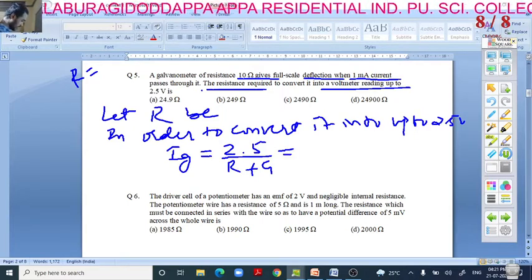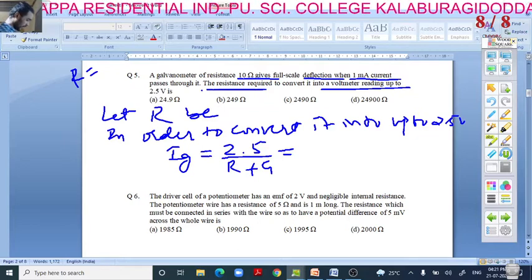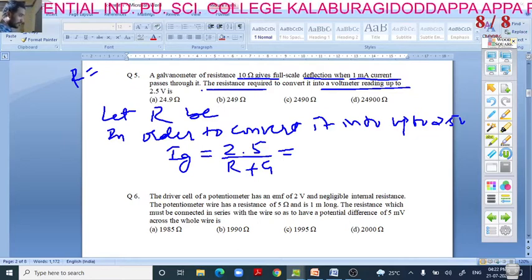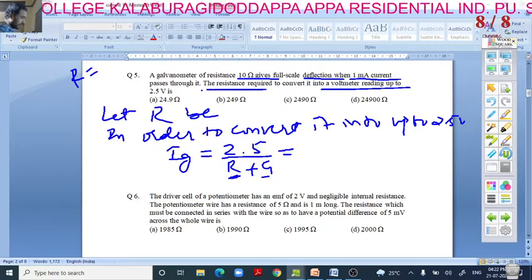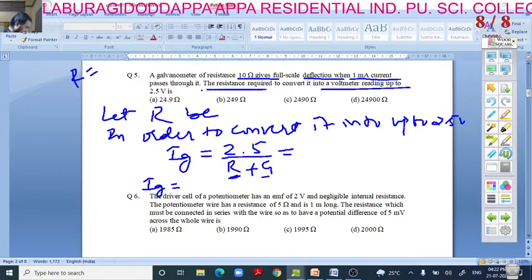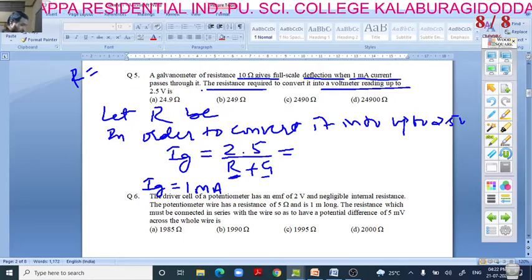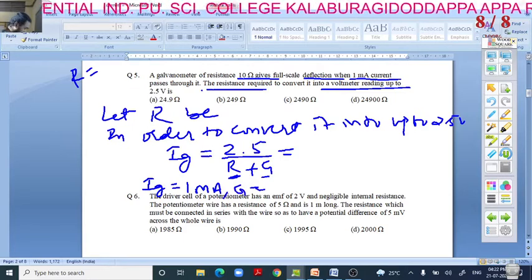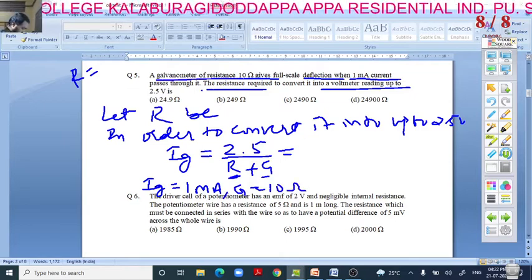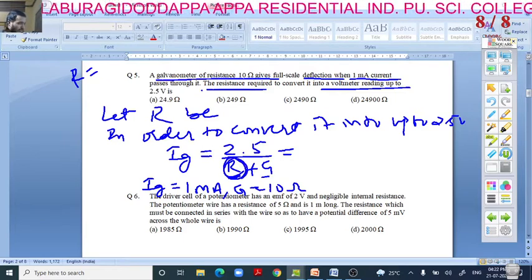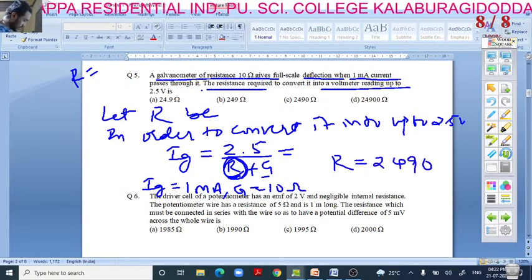I can write this by putting the values of R and G. Here I want to find R only. First I will write the data. Ig is equal to 1 milliampere, that is 1 into 10 to the power minus 3. G is equal to 10 ohm, already given as the galvanometer resistance. Just use these values and find R. Simplifying, R is equal to 2490 ohm.